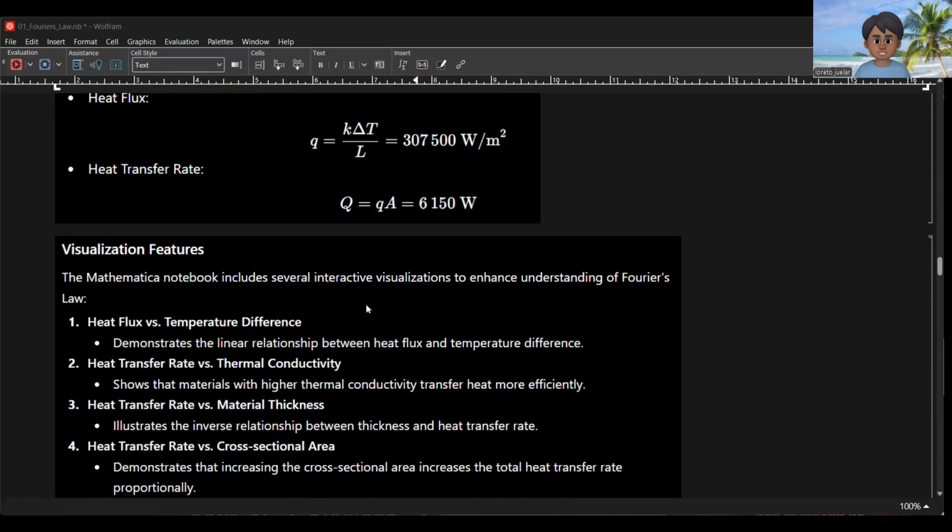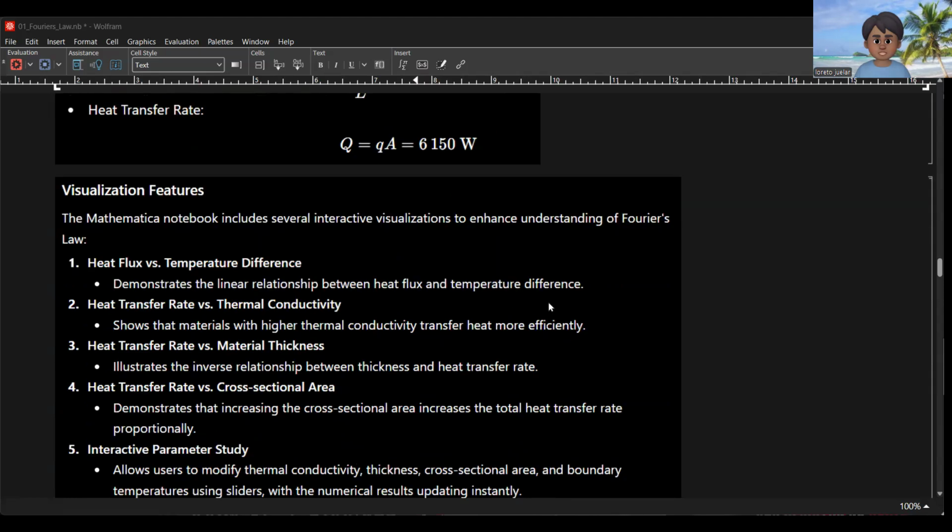The mathematical notebook includes several interactive visualizations to enhance understanding of Fourier's law. Heat flux versus temperature difference demonstrates the linear relationship between the heat flux and temperature difference. We have the heat transfer rate versus thermal conductivity, which shows that materials with higher thermal conductivity transfer heat more efficiently.